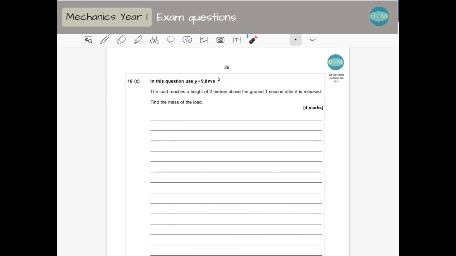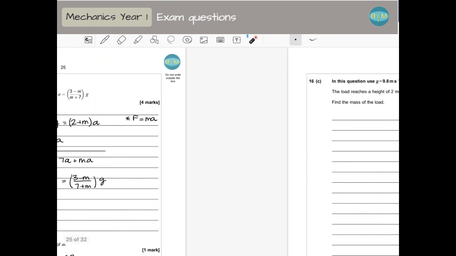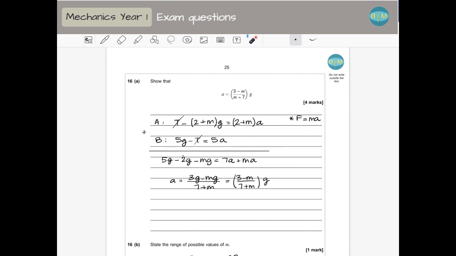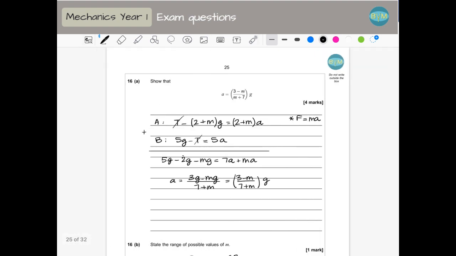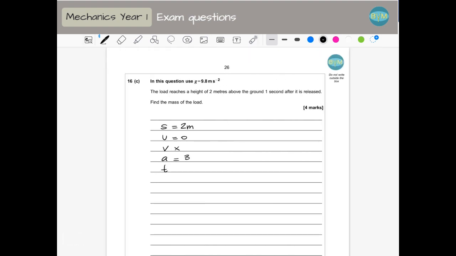So this is going to be a SUVAT equation question because we have constant acceleration, which is the one that we just found. This acceleration is in terms of m, but it's going to help us. I know the displacement is 2 meters. Initial velocity is 0 because it's released from rest. We don't need the velocity. The acceleration is 3 minus m divided by 7 plus m times g, and the time is 1 second.